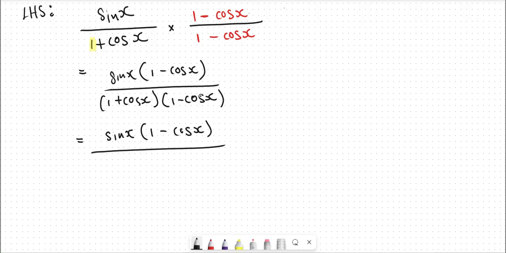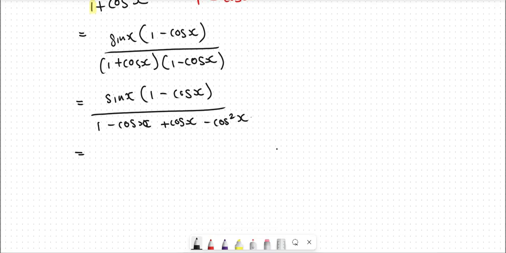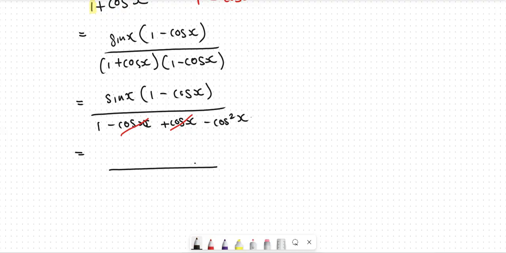If I FOIL them out, 1 times 1 is a 1. 1 times a negative cos x is a negative cos x. Cos x times a 1 is a positive cos x. And a cos x times a negative cos x is a negative cos squared x. All I've just done is expand those brackets. Then at this point, what I'm noticing is that there are like terms here that are going to cancel each other. So I'm going to cancel those.